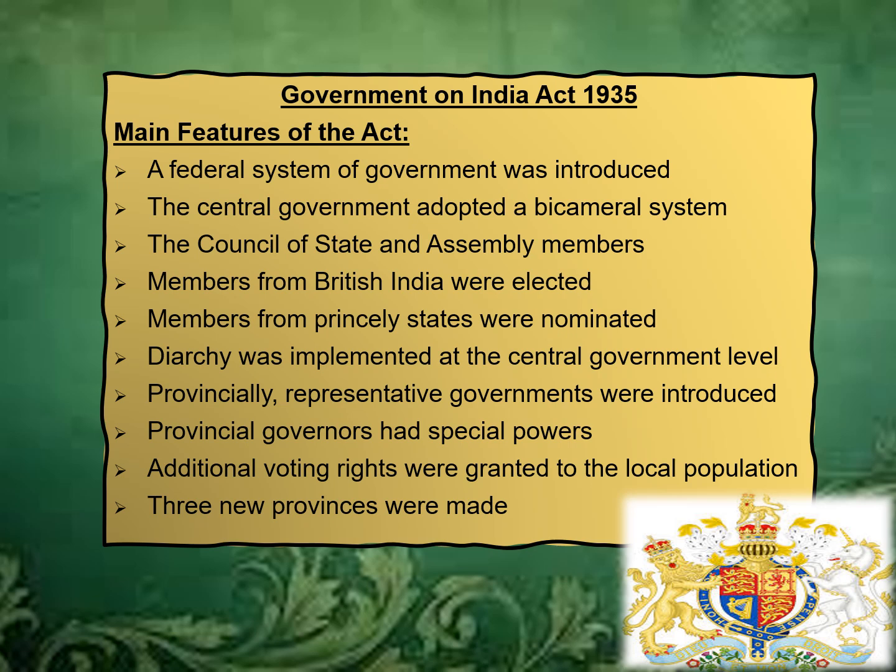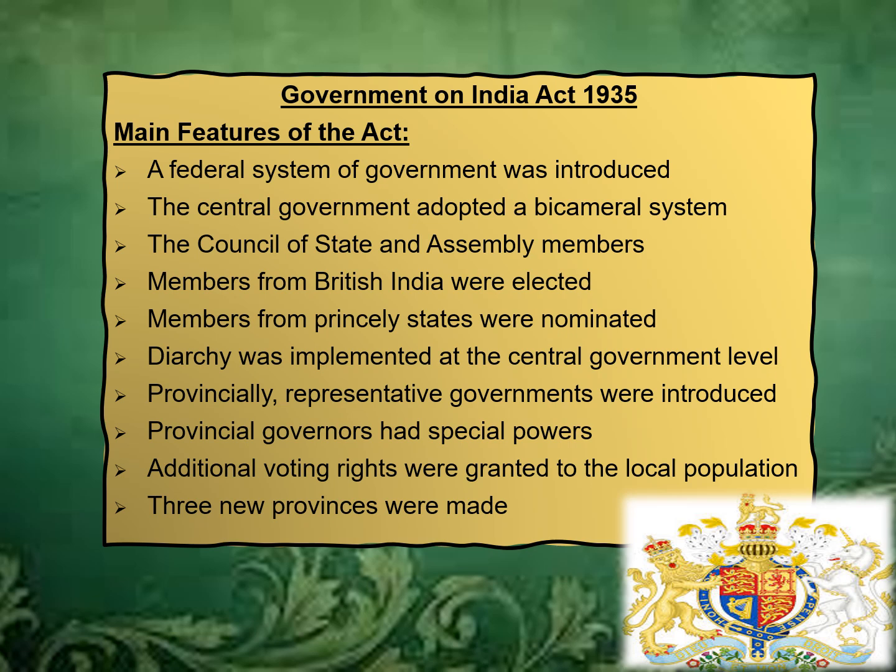Diarchy was implemented at the central government level, with the Governor General overseeing defense, foreign affairs, religious and tribal matters. The Governor General was always British and had special powers and could veto laws passed by the Assembly.